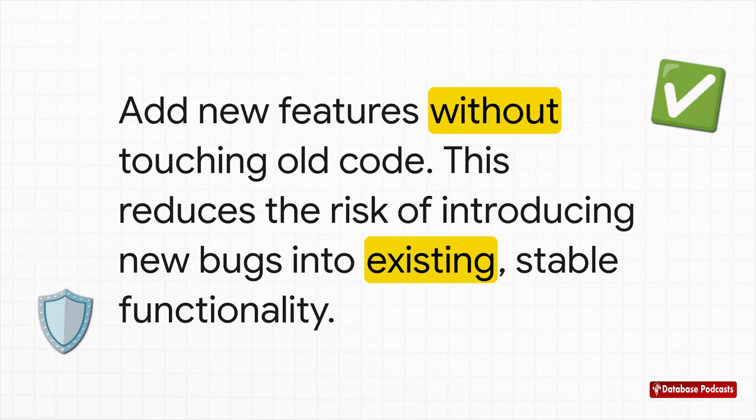And this is where the rubber meets the road. By designing classes that we can extend, maybe through inheritance or by plugging in new strategies, we can add brand new features while leaving the original battle-tested code completely untouched. This just massively cuts down the risk of regression bugs and makes our whole system more stable over time.